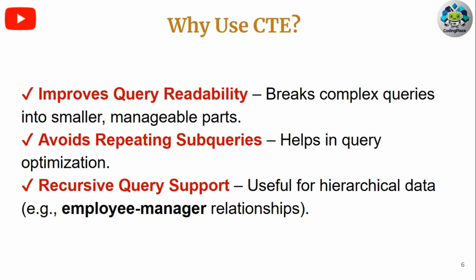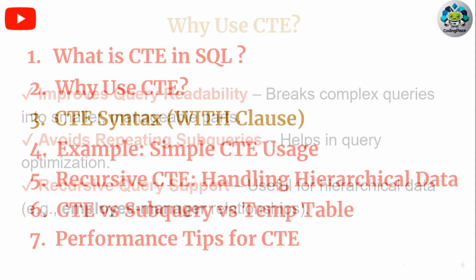Then, recursive query support. Recursive query support means that using a CTE, you can easily write queries for hierarchical processes, like the employee-manager relationship, which is the example I have shown here. In business there are many hierarchies, like orders, product management, sales management, and different things. But here I have taken the employee-manager example, so it is easy for everyone to understand.